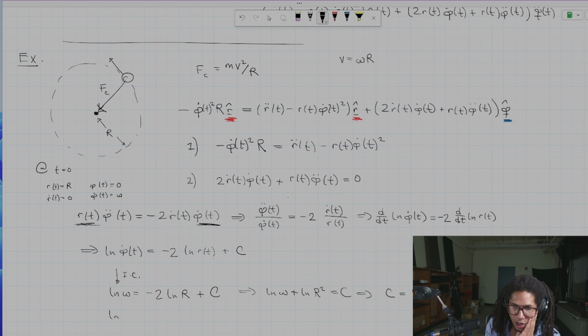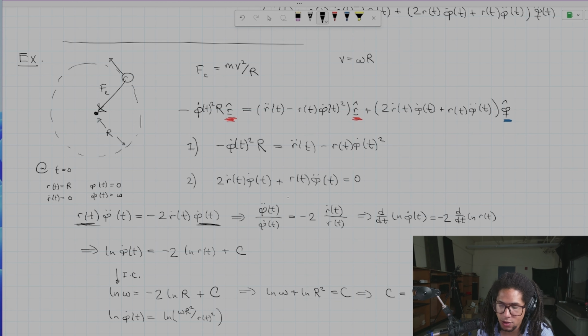So we have the log of phi dot of t is equal to the log of omega capital R squared over little r of t squared. Good. This still doesn't quite have the right dimensions. I still need to cancel out this angular velocity, but it actually is an issue on either side, which ends up canceling out. Logs can just be funny with dimensions like that. Watch out for that kind of thing.